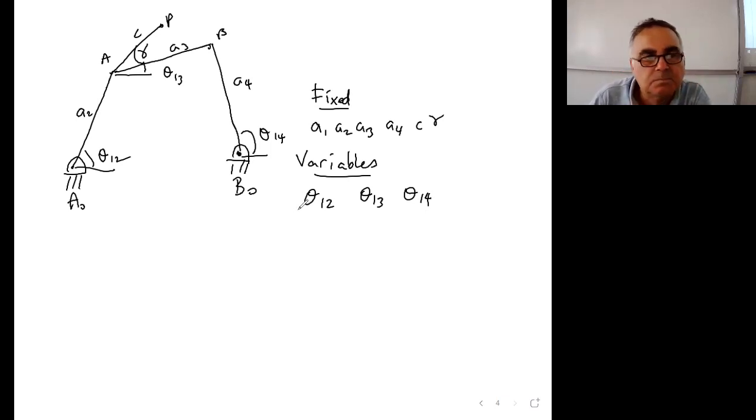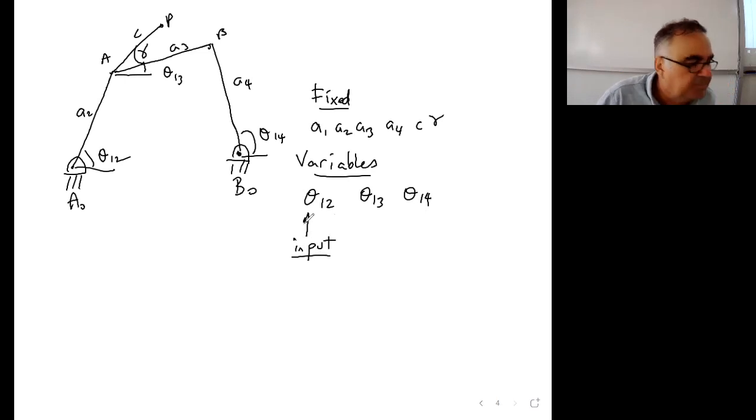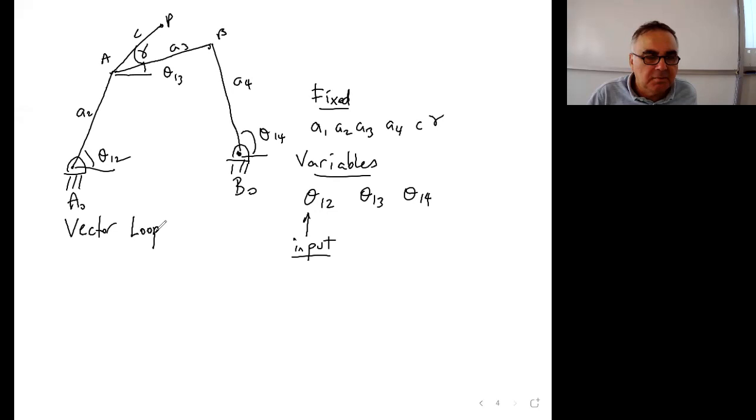So, and this one is our input. So we have the control over the change of this. So we want to find, given theta 1,2, we want to find theta 1,3 and the position of point, let's say, P, if possible. But how do we do it? Well, we write the so-called vector loop closure equations.